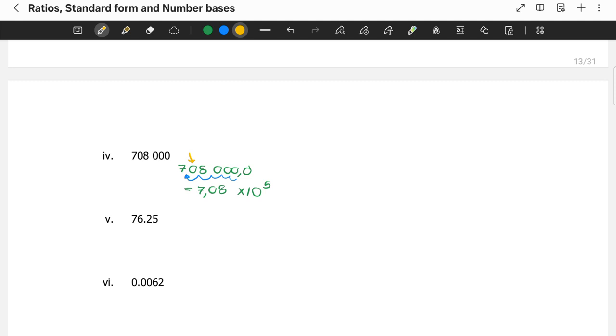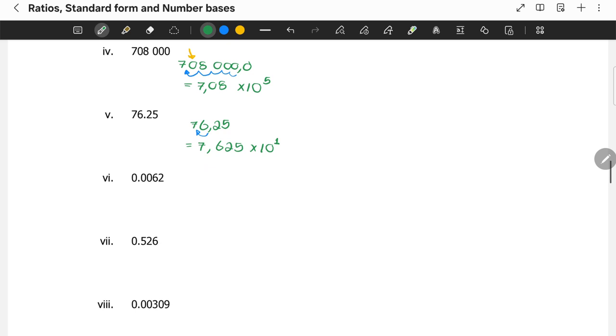And then the next one, we have 76.25. Now the comma is already between a certain number of digits, and it's going to move so that there is one digit before the comma. It's going to move only once. So that translates to 7.625 times 10 to the power 1. It only moved once.